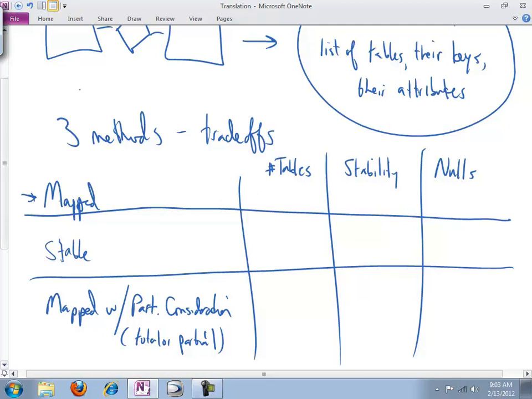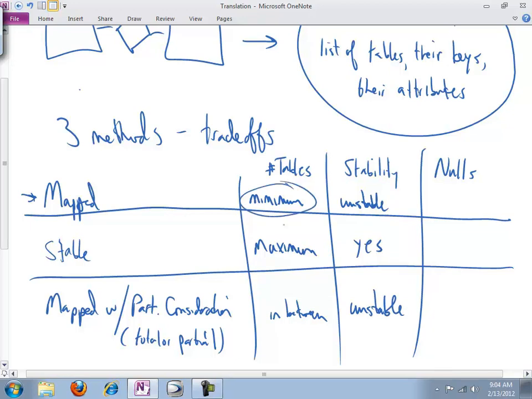So the number of tables for the mapped translation style is minimum. And the number of tables for stable is maximum. And the number of tables for mapped with participation consideration, or total partial, is in between. Okay. For stability, mapped is unstable. Stability, we're talking about, is it stable over time? Suppose that the constraints in the actual problem domain change. That happens in real practice. Or, alternately, you get them wrong first crack and you realize that they were actually different than how you'd represented them. Mapped is not stable, it's going to throw your relational schema off if this happens. Stable is, unsurprisingly, yes, stable. That's why we call it stable. And mapped with total partial is also unstable. Okay? So number of tables is minimized by mapped. Stability obviously favors stable.